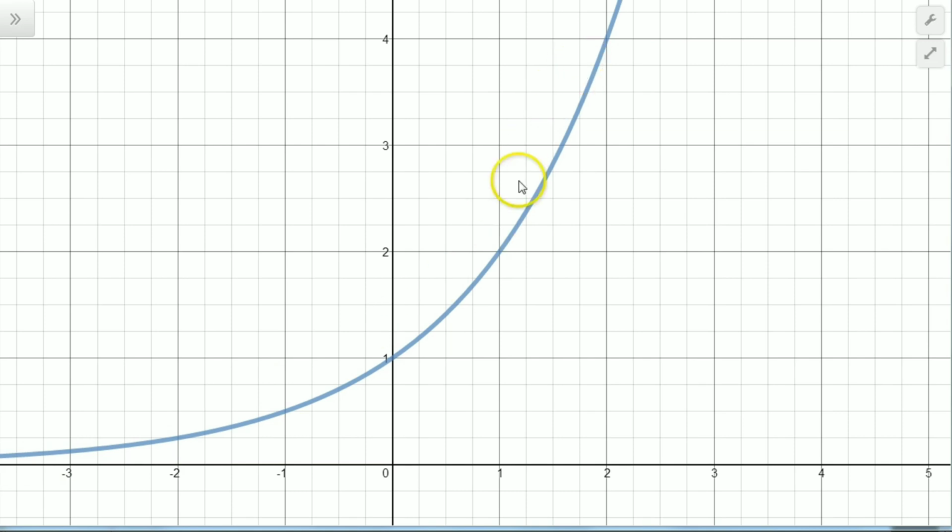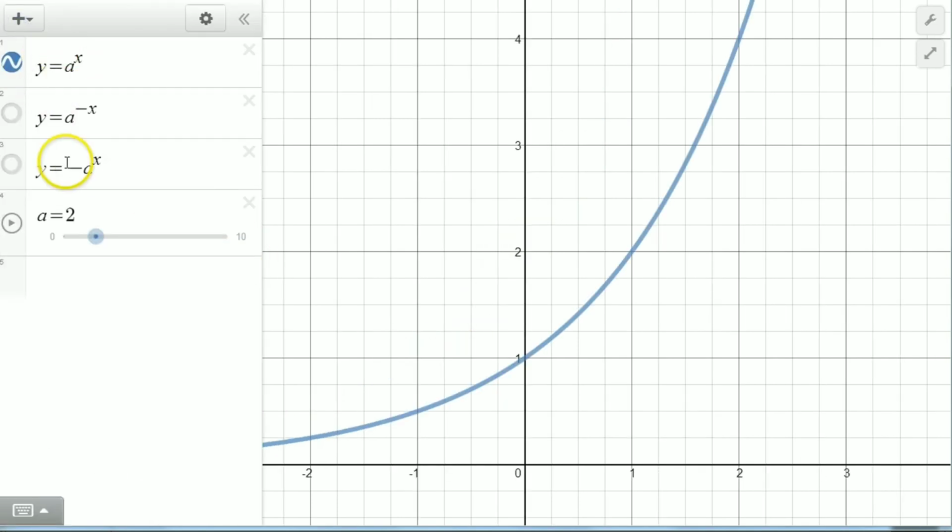So here we have our base graph, and if I was asked to guess what this was, we can see that it goes through the point x equals 1, y equals 2. So this is most likely the graph of y equals 2 to the power of x. We can't be sure unless we see a few other bits and pieces, but this would be the most likely guess. If I open up my little graph here, you'll see that I've got y equals a to the x and a is 2. So this is y equals 2 to the power of x.